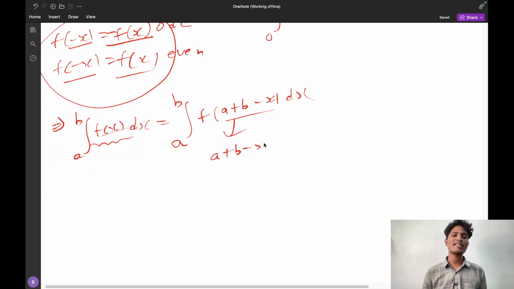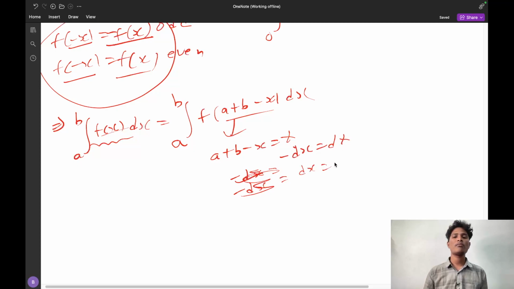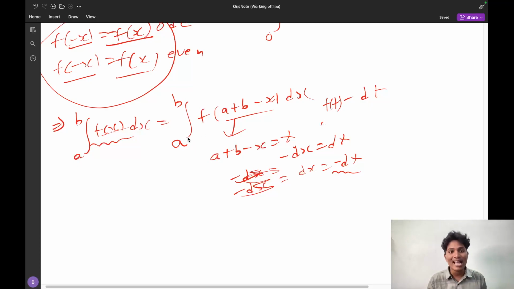Suppose I take a plus b minus x equal to t here. Then minus dx is equal to dt, so dx is equal to minus dt. So here it will be minus dt and here it is f of t. Once again, I can interchange the limits, that is, I can add the limits and I can subtract.